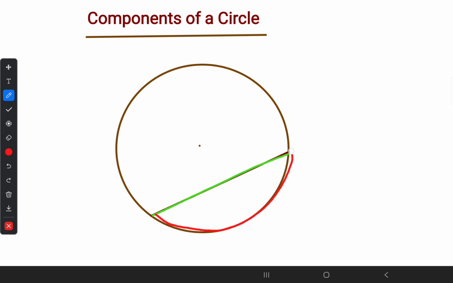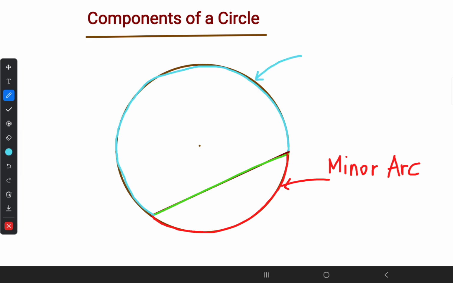When you truncate the circle using a chord, that will create two arcs. The smaller arc is called the minor arc in the circle. And the larger arc of the circle is called the major arc.